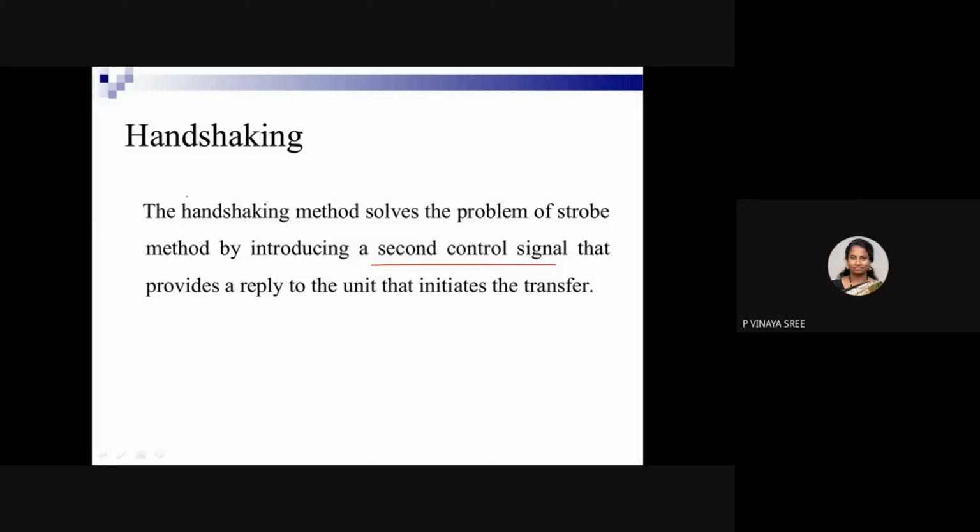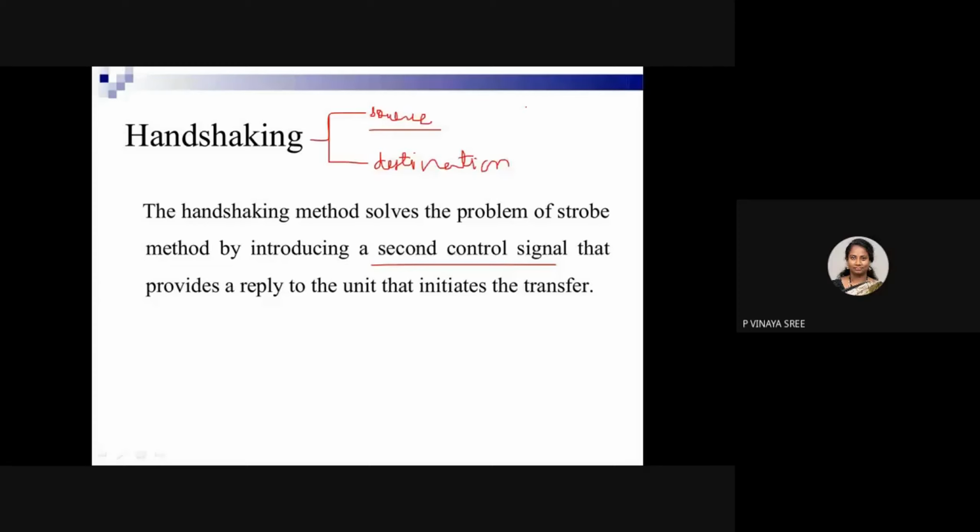Okay, so in handshake also, we have two techniques. One is source initiated data transfer, and the other one is destination initiated data transfer. The problem that we have discussed just now is that in source initiated data transfer, there will not be any acknowledgement from the destination unit about whether it has received the data from the data bus, just like a postal letter.